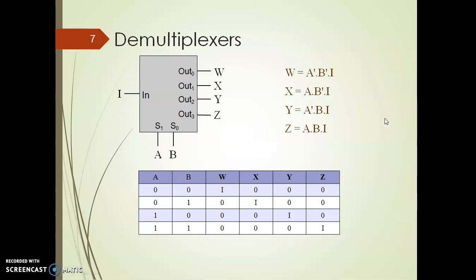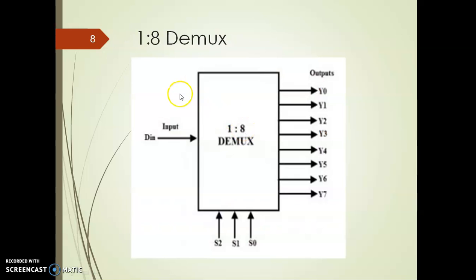Similarly here there are 2 select lines, so that's why 2 raised to 2, 4 output lines will be considered, with a single input and 4 outputs. 2 raised to 2, that is a 1 to 4 demultiplexer. This is another, a 1 to 8 demultiplexer, with a single input and 8 outputs, and because the select lines are 3, 2 raised to 3 is equal to 8.